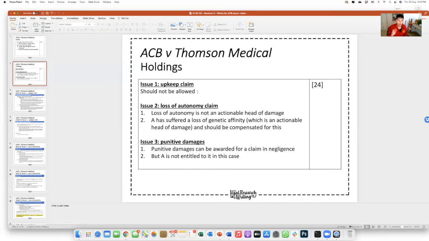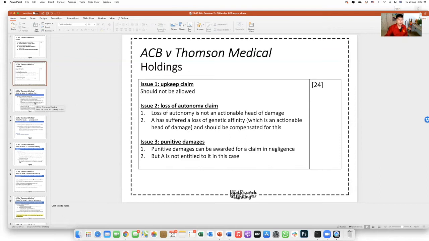Likewise, the answer or the holding to issue 3 is also a little more nuanced. While the question was whether punitive damages ought to be allowed, in this case itself, the court answered the question on 2 levels, right? So the first level was the court saying, look, we can actually allow punitive damages in cases of negligence. But in this particular case, the court said, no, the appellant is not entitled because the appellant didn't meet the test that you need to meet in order to be awarded punitive damages, right?